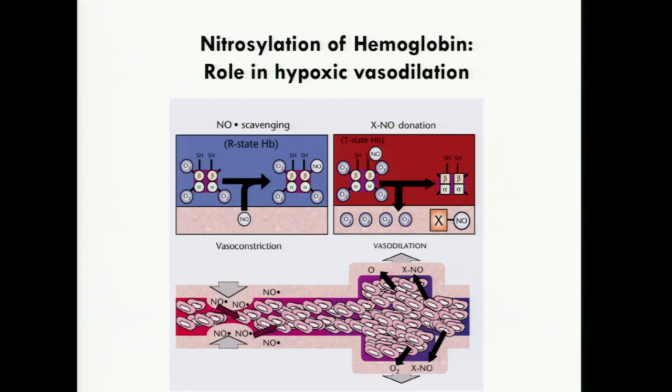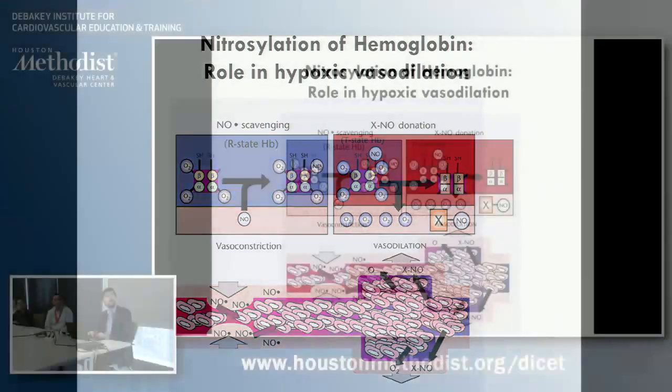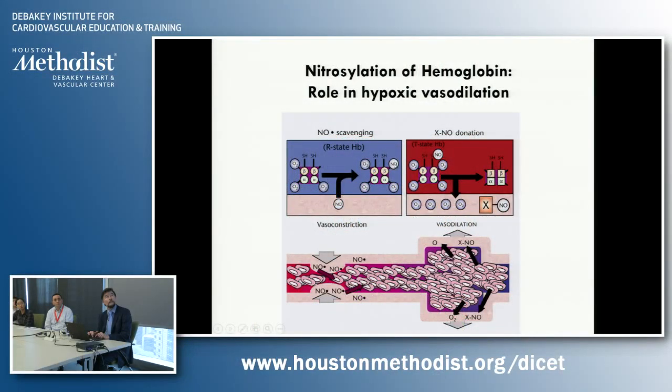In the oxygenated vessel, for example, in the lung, where there's high concentrations of oxygen, hemoglobin is in this R state, and it has high affinity for oxygen, so it's binding oxygen. But it also has high affinity for nitric oxide, and it binds NO. The heme moiety binds NO, so you have a nitrosoheme.